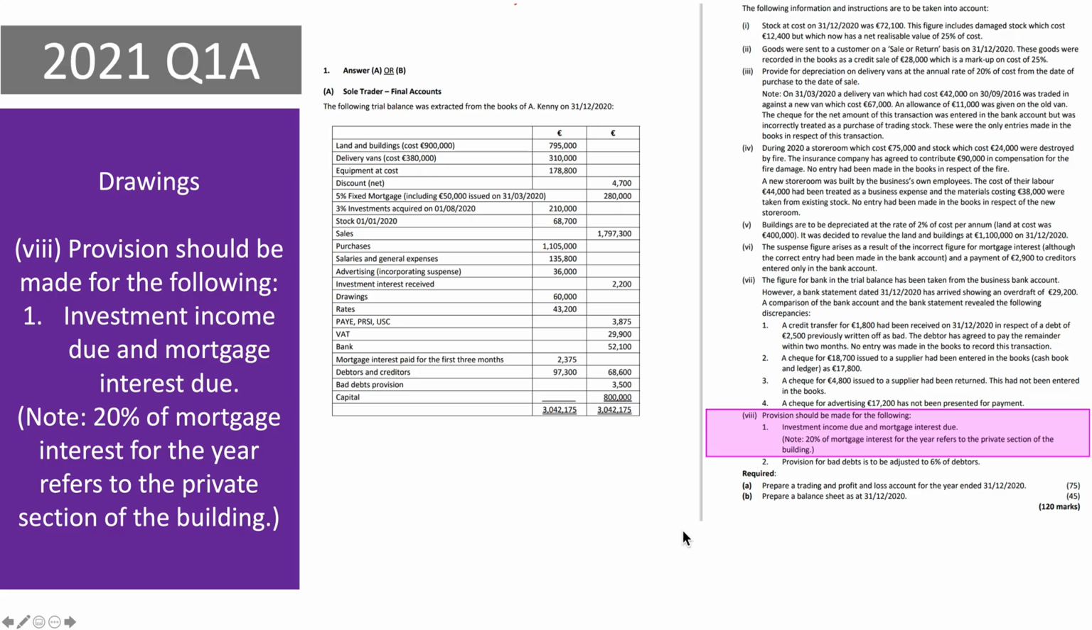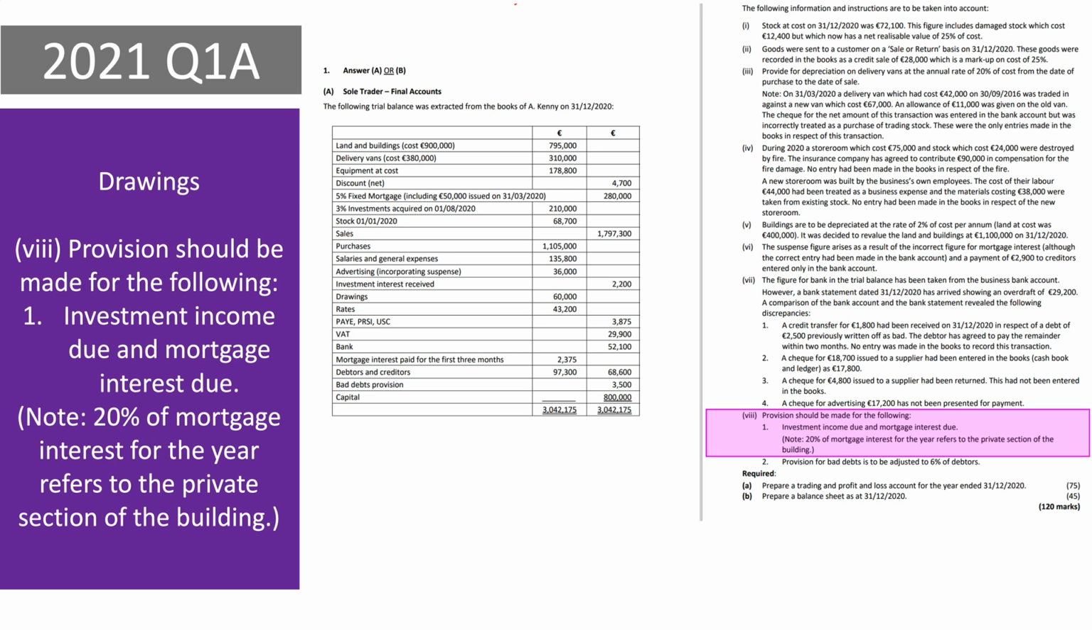Okay, so we're going to take a look now at the 2021 question 1A, the sole trader account, obviously. It said in part 8, provision should be made for the following. Number 1, investment income due and mortgage interest due. Note, 20% of mortgage interest for the year refers to the private section of the business.